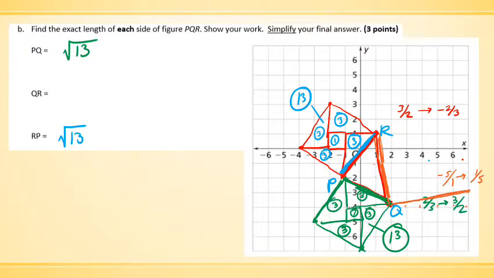That's part of this square right here. Again, over 5, 1, 2, 3, 4, 5, up 1. So I'm going to go ahead and mark that in. I have my whole square now.